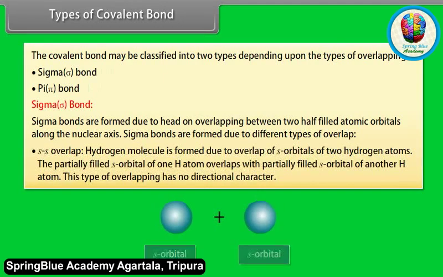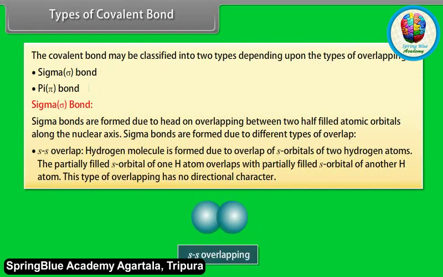SS overlap. Hydrogen molecule is formed due to overlap of S orbitals of two hydrogen atoms. The partially filled S orbital of one H atom overlaps with partially filled S orbital of another H atom. This type of overlapping has no directional character.